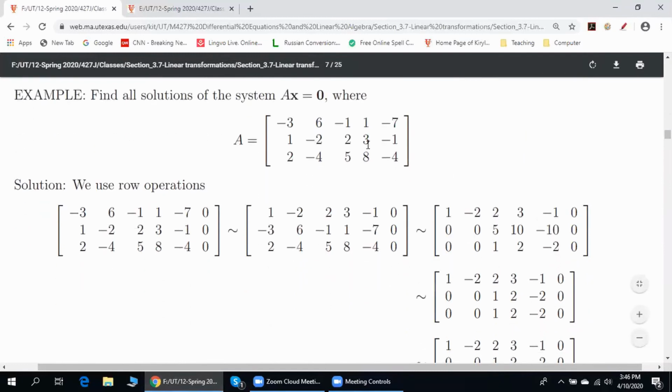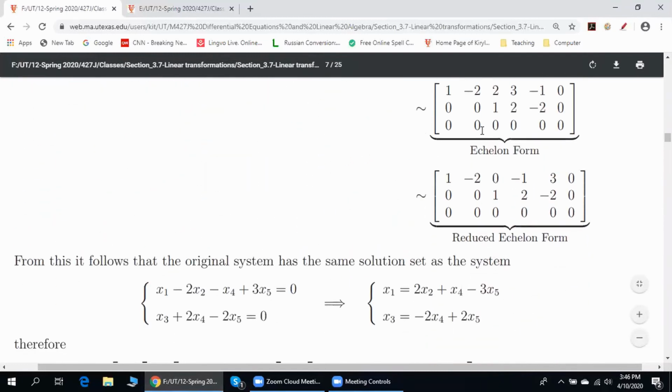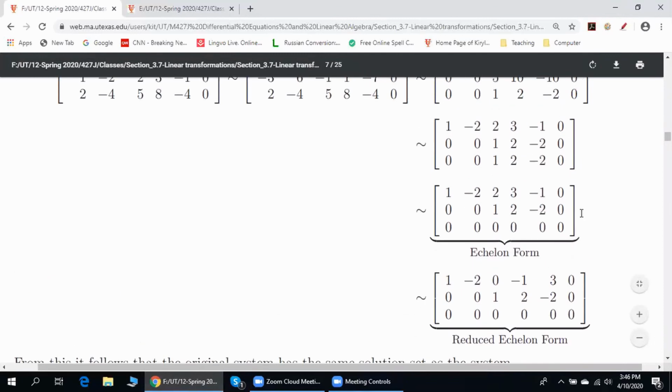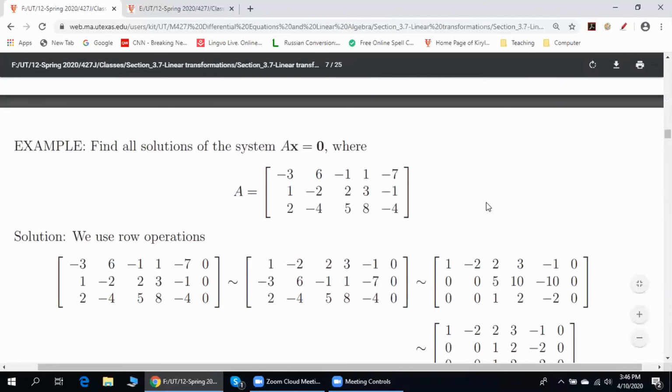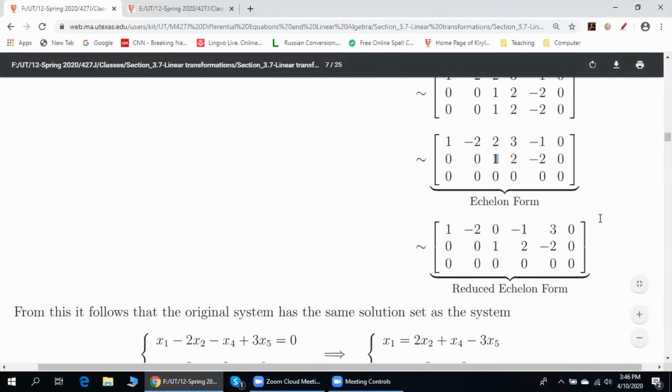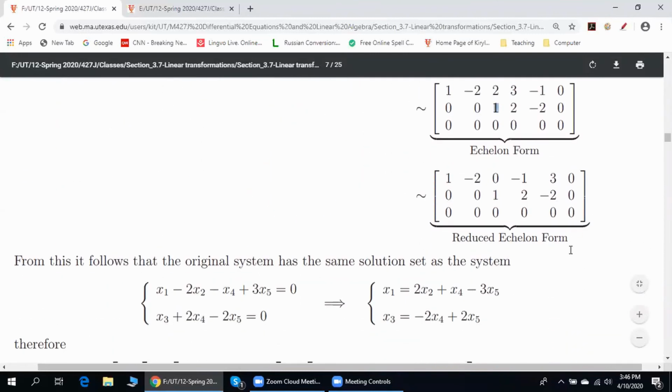Last example. Here's a homogeneous system. We apply elementary row operations until we get echelon form. We see that there are 2 pivots and 5 variables. Therefore, the system has infinitely many solutions. We get a reduced echelon form, switch to the corresponding system, and move all 3 variables to the right.